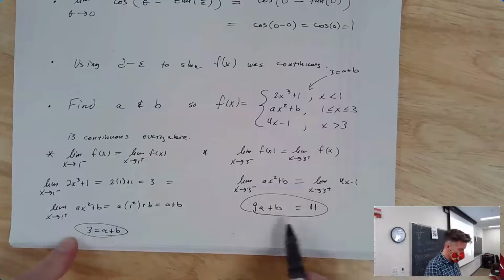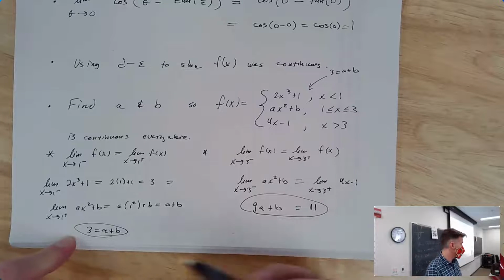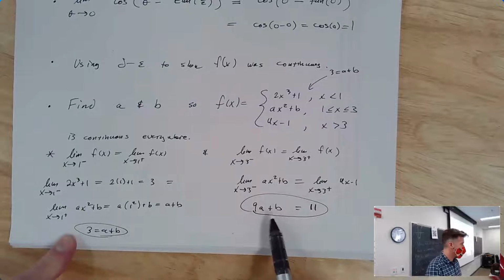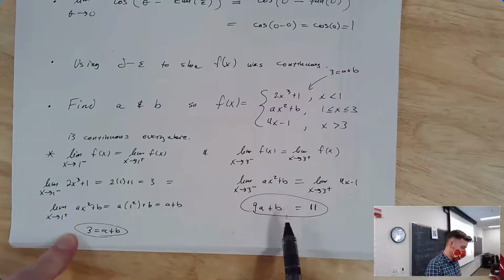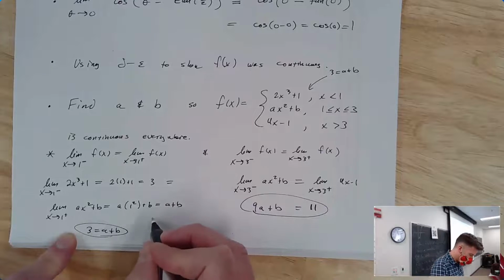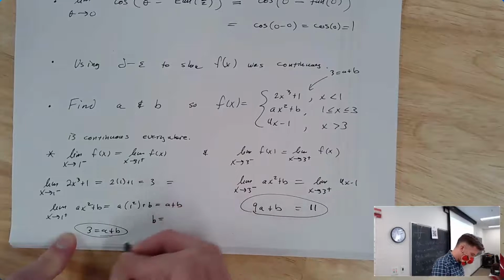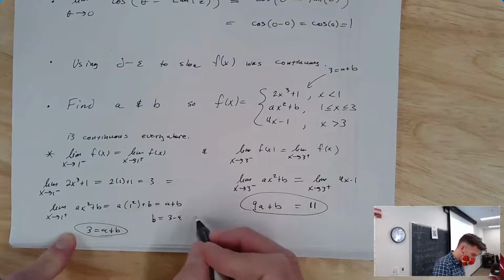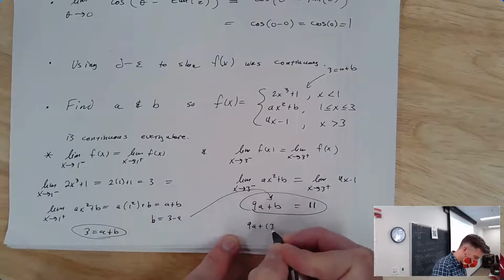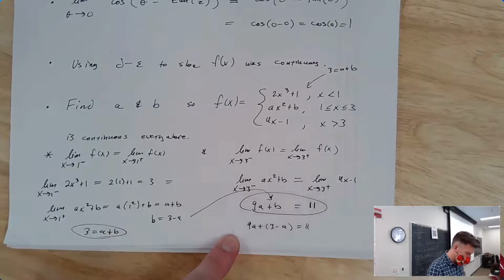So then we would use these two equations and two unknowns to solve for a and b. Normally I would probably say I'm going to solve this for a and then plug it in over here. But I might happen to notice that both of these have a single b. So solving for b is actually probably the slightly easier way to do this. If I solve this for b, I'm going to get b equal to 3 minus a, and then I'm going to jam that in there and get 9a plus 3 minus a equal to 11.